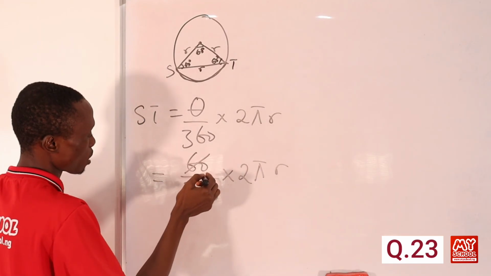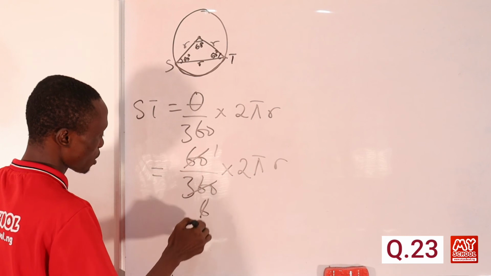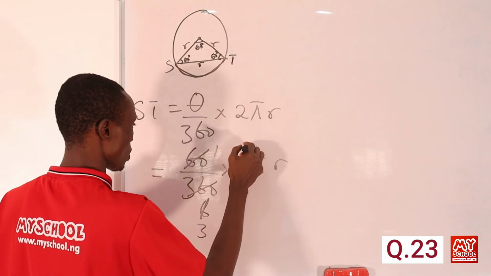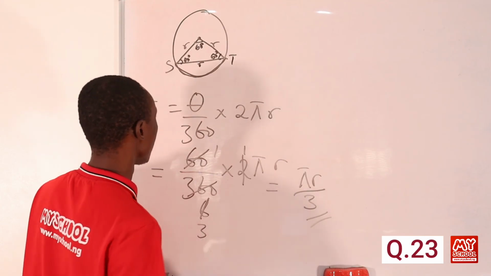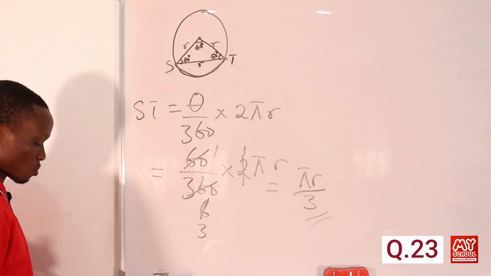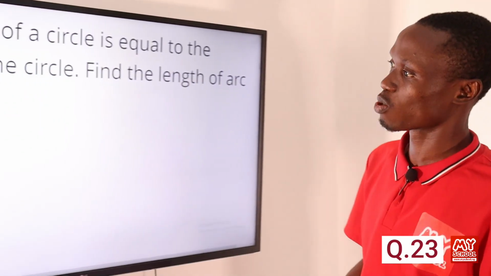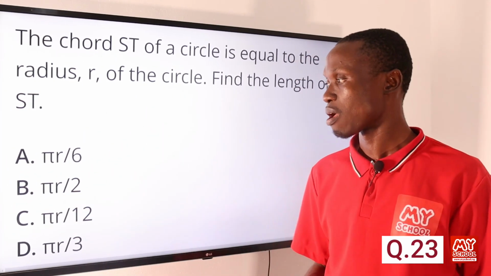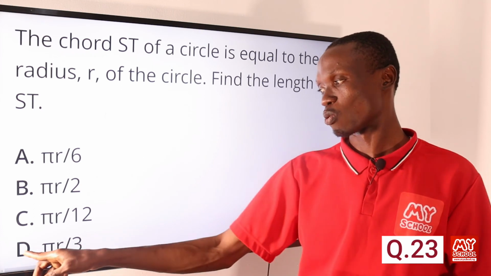So here we have 1, here will be equal to 6. So 1 here, 3 here, 2 here will be equal to 3, and 2 here will be equal to 1, right? So that at the end of the day, we'll be having pi r all over 3. So the length of the arc ST is equal to pi r all over 3. So let's return back to the screen to pick the correct answer to this question. So A, we have pi r over 6, and that's not what we got. B is pi r over 2, C is pi r over 12, and D is pi r over 3. So D is the correct answer to this question. Question 24.